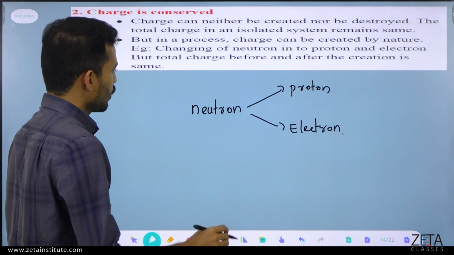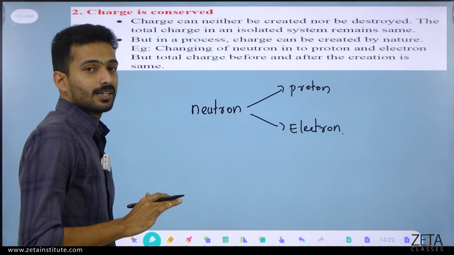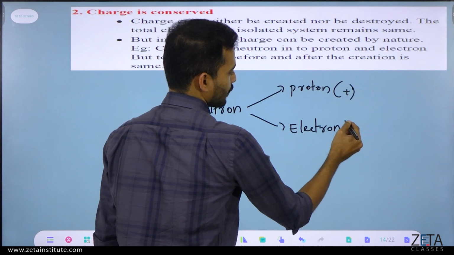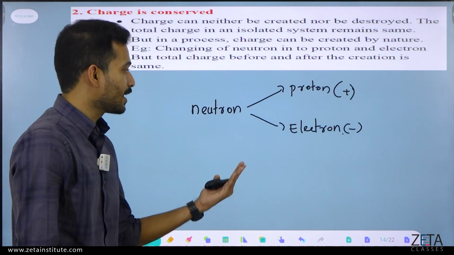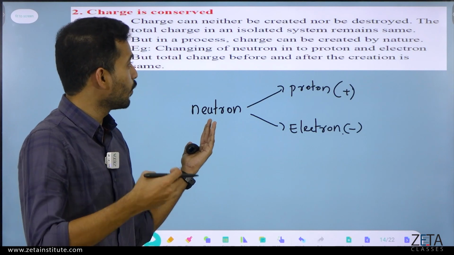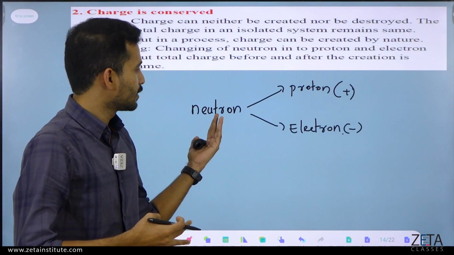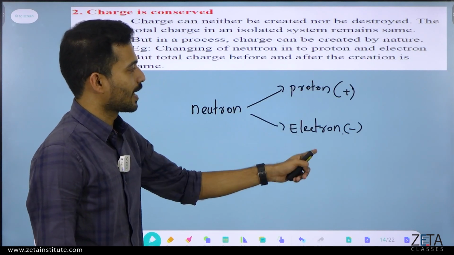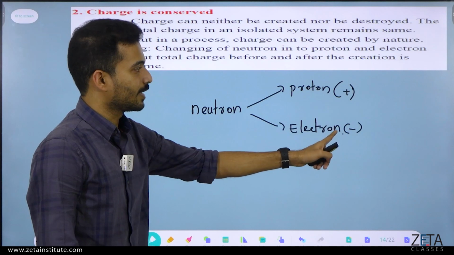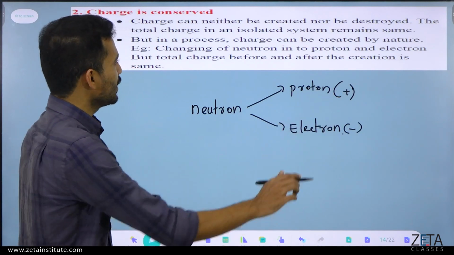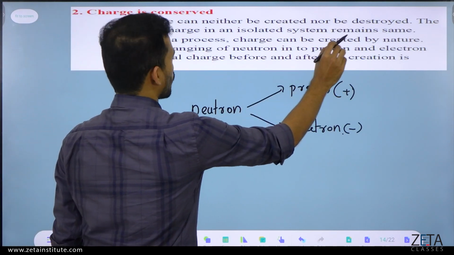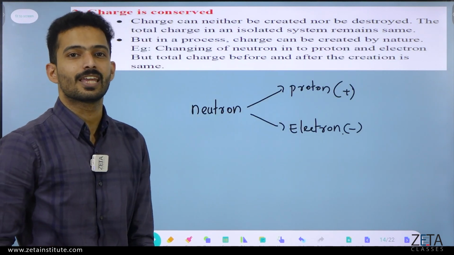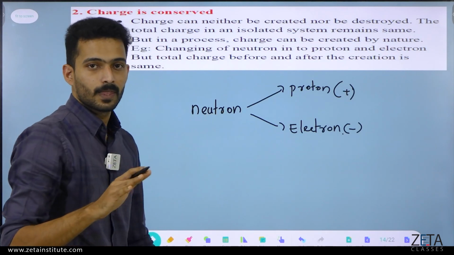Listen, what is the charge of a neutron? That is no charge, neutral. What is the charge of a proton? It is positive. What is the charge of an electron? It is negative. So what is the total charge before breaking? That is 0, no charge. What is the charge after creation of these charges? That is plus and minus. Both are the same, so it will become 0. So the total charge before and after the creation is the same.